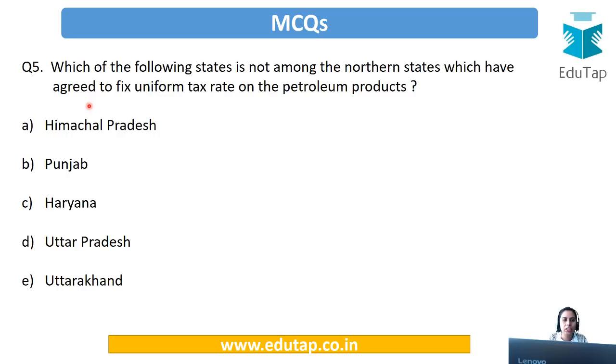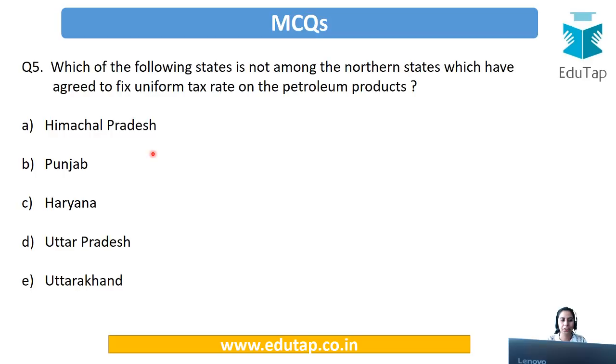And our final question is about which of the following states is not among the northern states which have agreed to fix a uniform tax rate on the petroleum products. So read carefully, the question is about not among the northern states. So you have to find out which state is not going to fix a uniform tax rate on the petroleum products. So is it Himachal Pradesh, Punjab, Haryana, UP or Uttarakhand? The hint is that these are the 5 neighboring states.